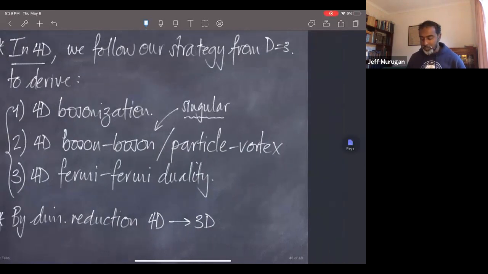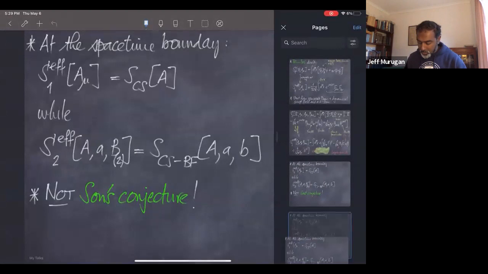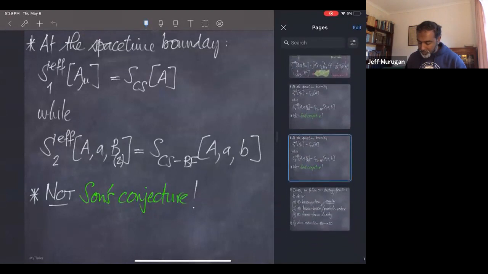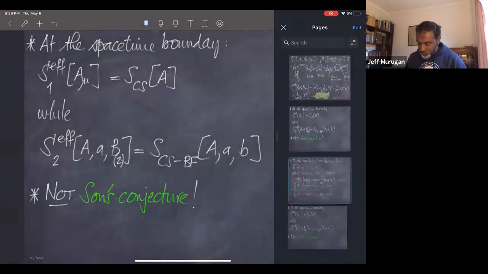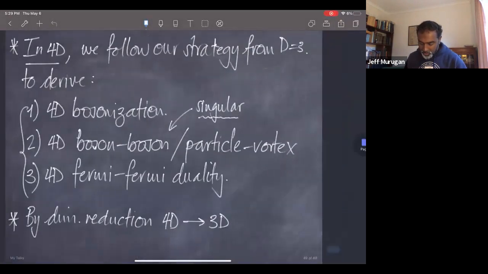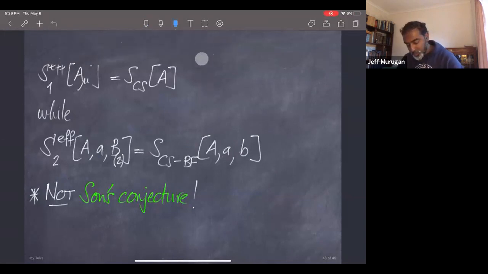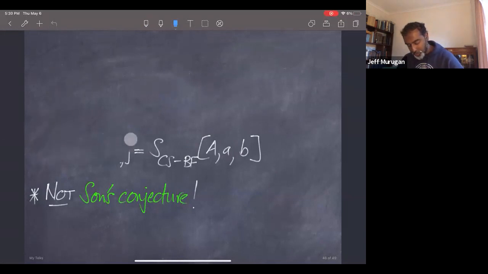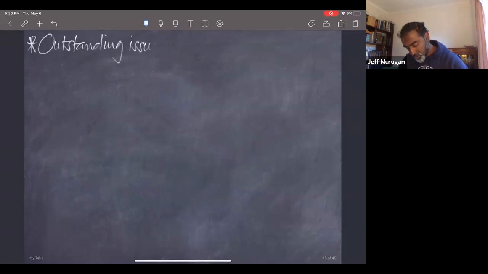Let me finish off then with a discussion of some outstanding issues that I'm still thinking about as current projects, which, if anybody's interested, I'm happy to talk about in person, one-on-one. So some outstanding issues then are the following.